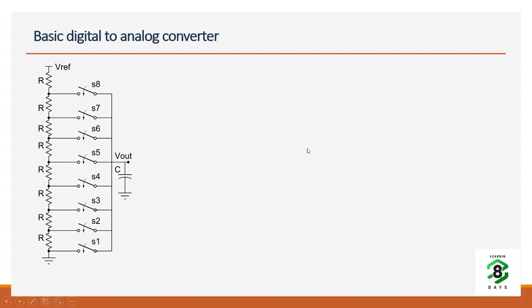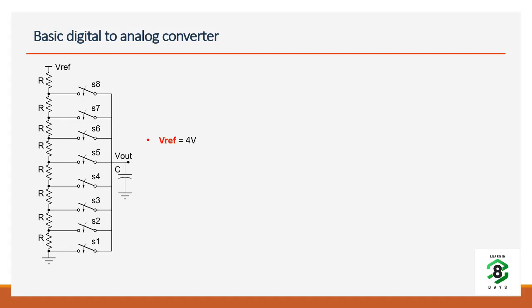So the output over here is nothing but a representation of the number. So 1 means 0, 2 means Vref by 8, and 3 means 2 Vref by 8, 4 means 3 Vref by 8, and so on. So what happens? This is again nothing but a number, but the number converted into voltage. The output is a voltage which is represented by the number.